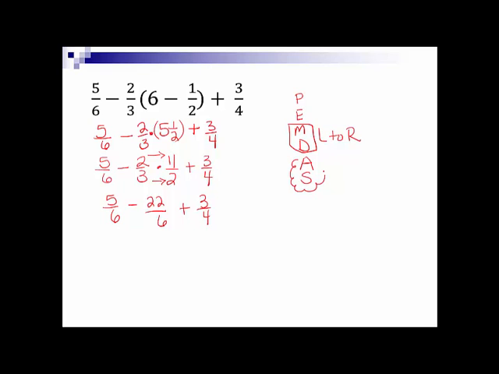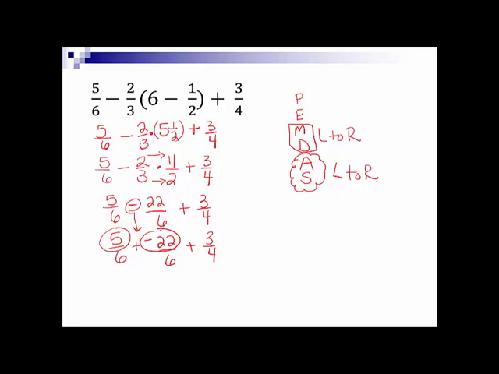So I need to handle all addition or subtraction, but I have to remember to work left to right. So I'm going to start here with my subtraction. Now that we handle signed numbers, we always know to keep, change, change. So I'm going to do my 5/6, I'm going to change my subtraction to addition, and I'm going to change the sign of the number being subtracted. So as I look at these first two fractions, 5/6 plus negative 22/6, the good news is they already have a common denominator.